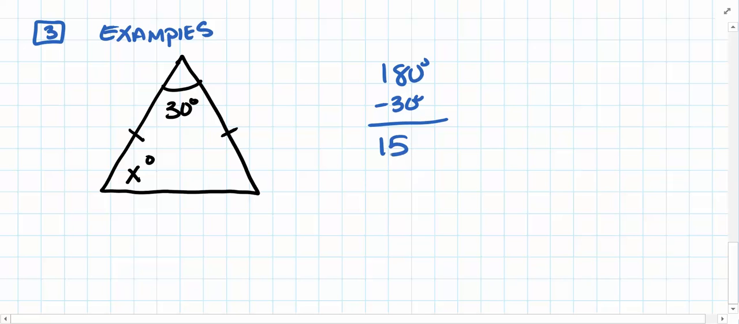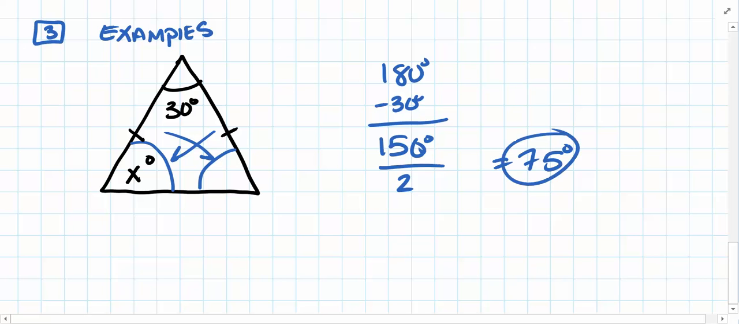Now, if this is an isosceles triangle, well, how do you know? You know something about these two angles. What do they have to be? They have to be the same, right? So if I take 150 and divide by 2, what do I get? Whoa. I get 75 degrees, right? 150 divided by 2 is 75. Therefore, x has to be 75 degrees.